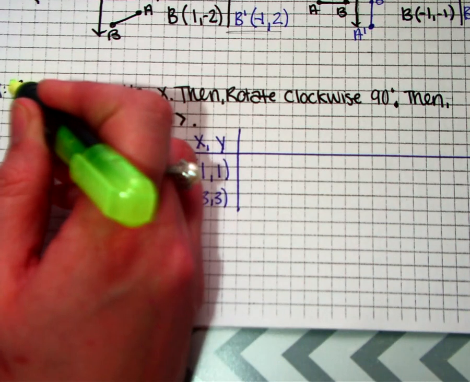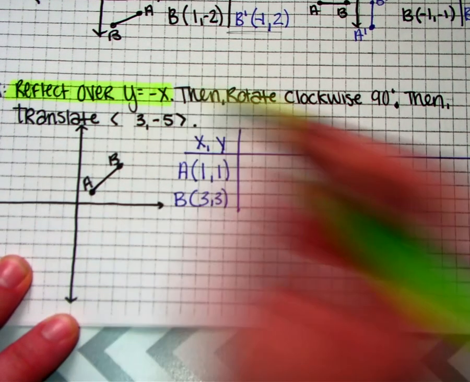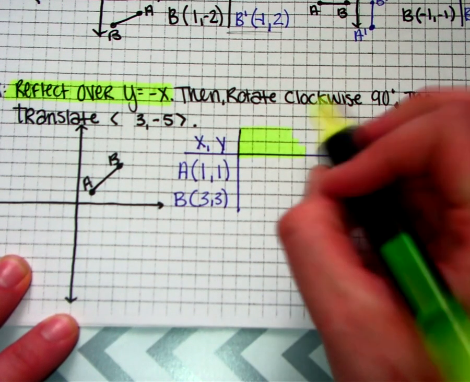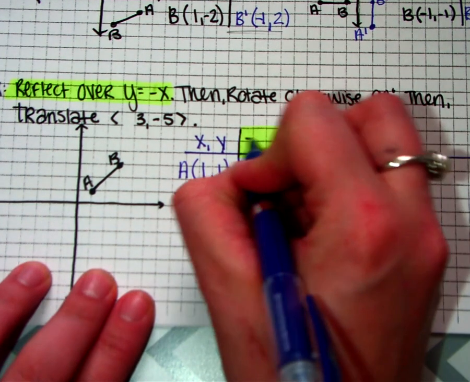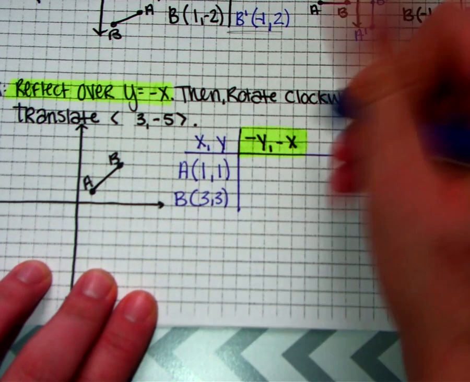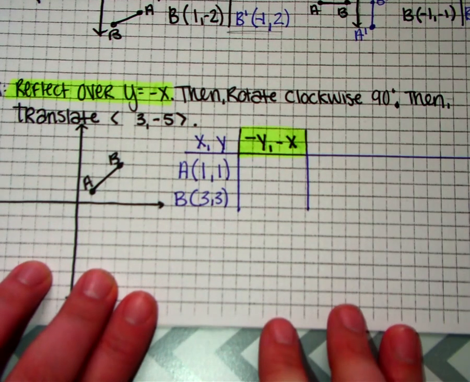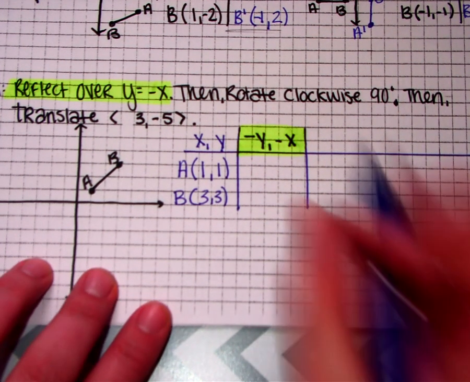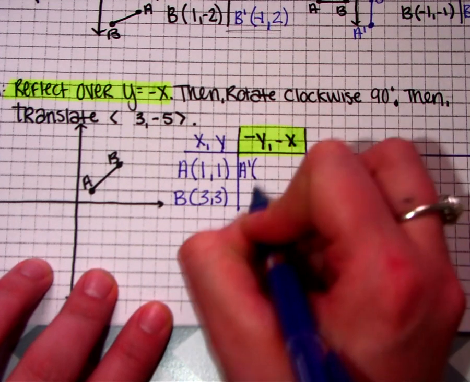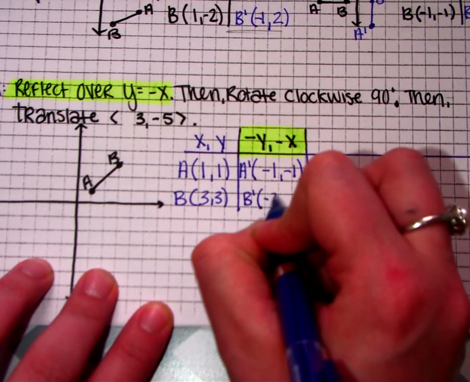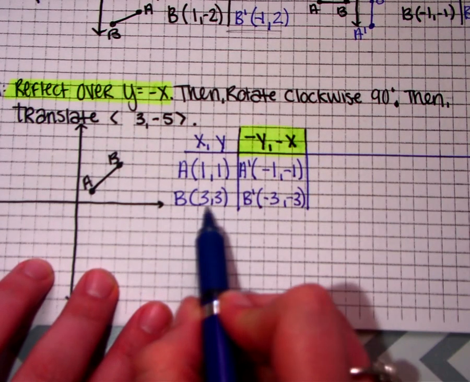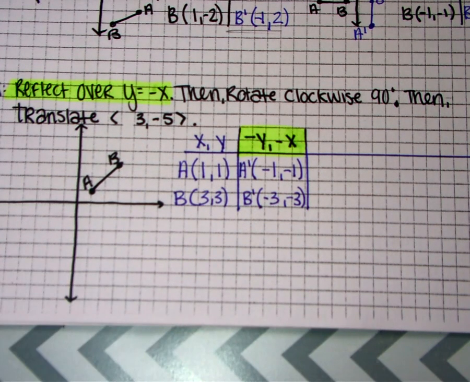So the first thing it tells us to do is reflect y equals negative x. So we're going to write that rule here. Now the reflection rule for y equals negative x is negative y comma negative x. What that means is x and y flip location and they both change sign. So A prime becomes negative 1, negative 1. And B prime becomes negative 3, negative 3. And I know it doesn't look like we flipped anything because the numbers are identical, but we really did. It's just you can't tell because the numbers are the same.